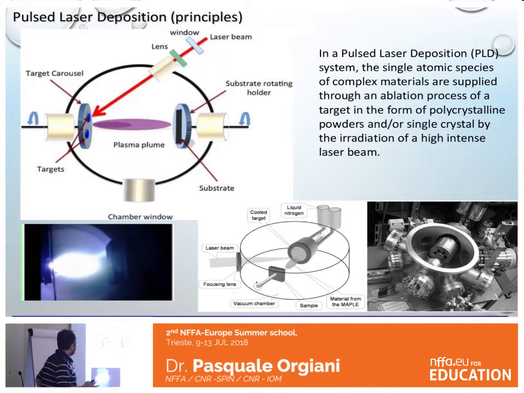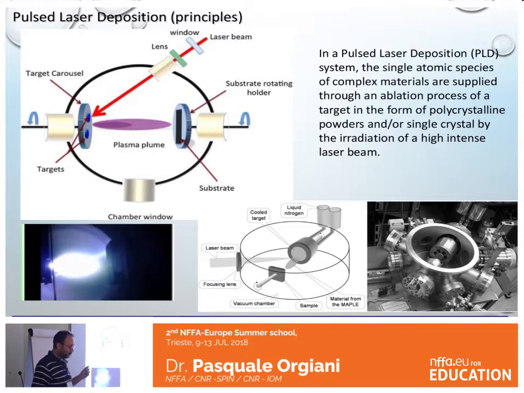So what is the principle of PLD? The principle is very simple. You have a laser beam, a pulsed laser beam, very intense and short. I will not say so short, because we are talking about 10, 15 nanoseconds, but very intense, hitting a target. What is the target? I will tell you later. But the target is just powders or crystals or whatever you have in mind that you want to deposit as your film.